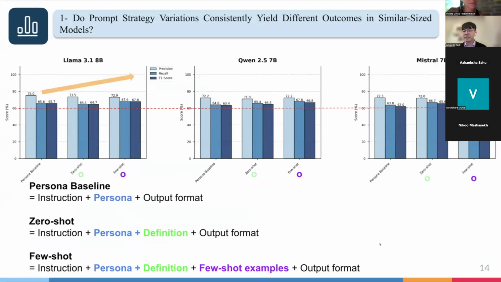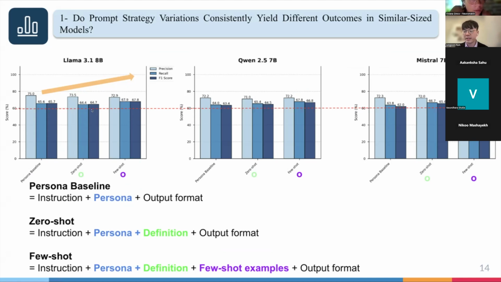So we conducted an experiment evaluating how various prompting strategies affect emotion recognition performance across 3 open source LLMs: Llama 3.1, Qwen, and Mistral. They are approximately 7 billion parameters in size. Performance metrics, precision, recall, and F1 score, were calculated using macro averages and visualized as a blue grouped bar graph here. From the left: baseline, zero shot, and few shot conditions.